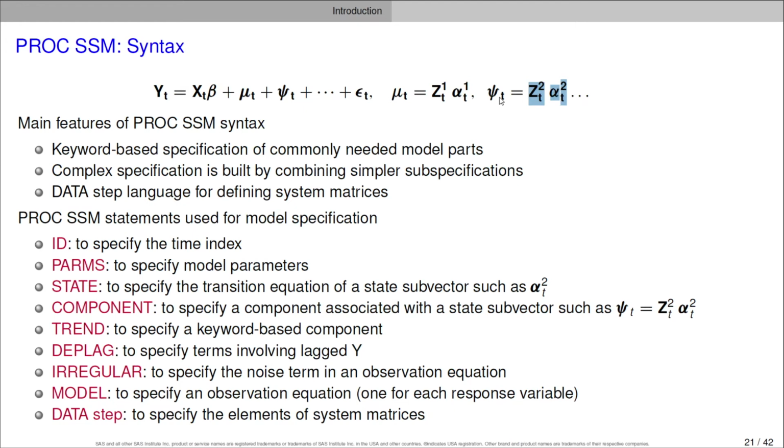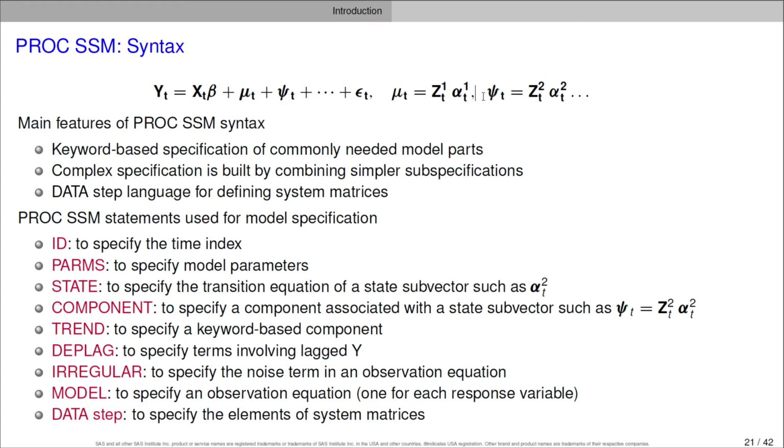Okay. The next statement, the trend statement, simplifies component specification for some commonly needed component types. For example, components like random walk and ARMA noise can be specified by using keywords. In effect, the trend statement does the appropriate state component pairing behind the scenes. So for example, if mu or psi happen to be components that have keyword support in the SSM procedure, then you don't need the state and component pair for them. You can just use one trend statement to specify that with a keyword.